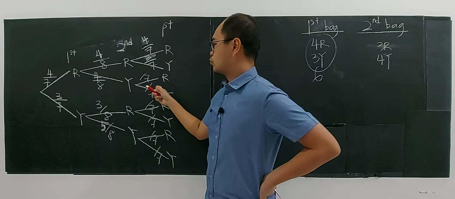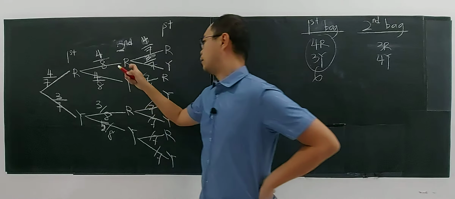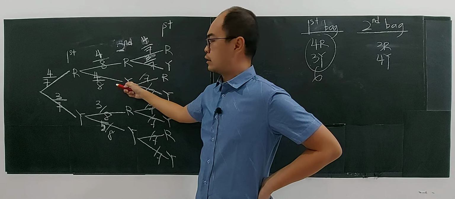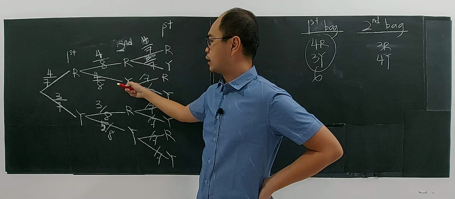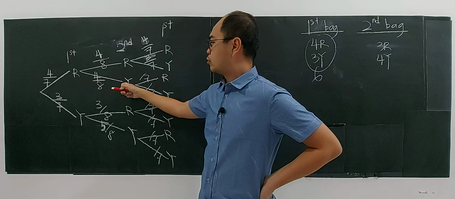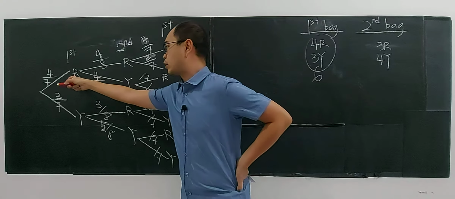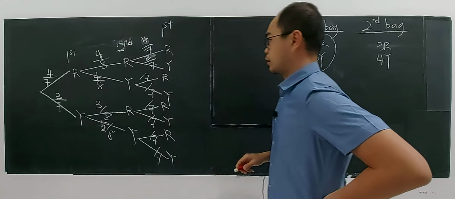Okay, this is also the same. So first you take out the red, but the second drawn from the second bag, you get yellow, right? You get yellow. But that means the red is still, because first you took 1 red.